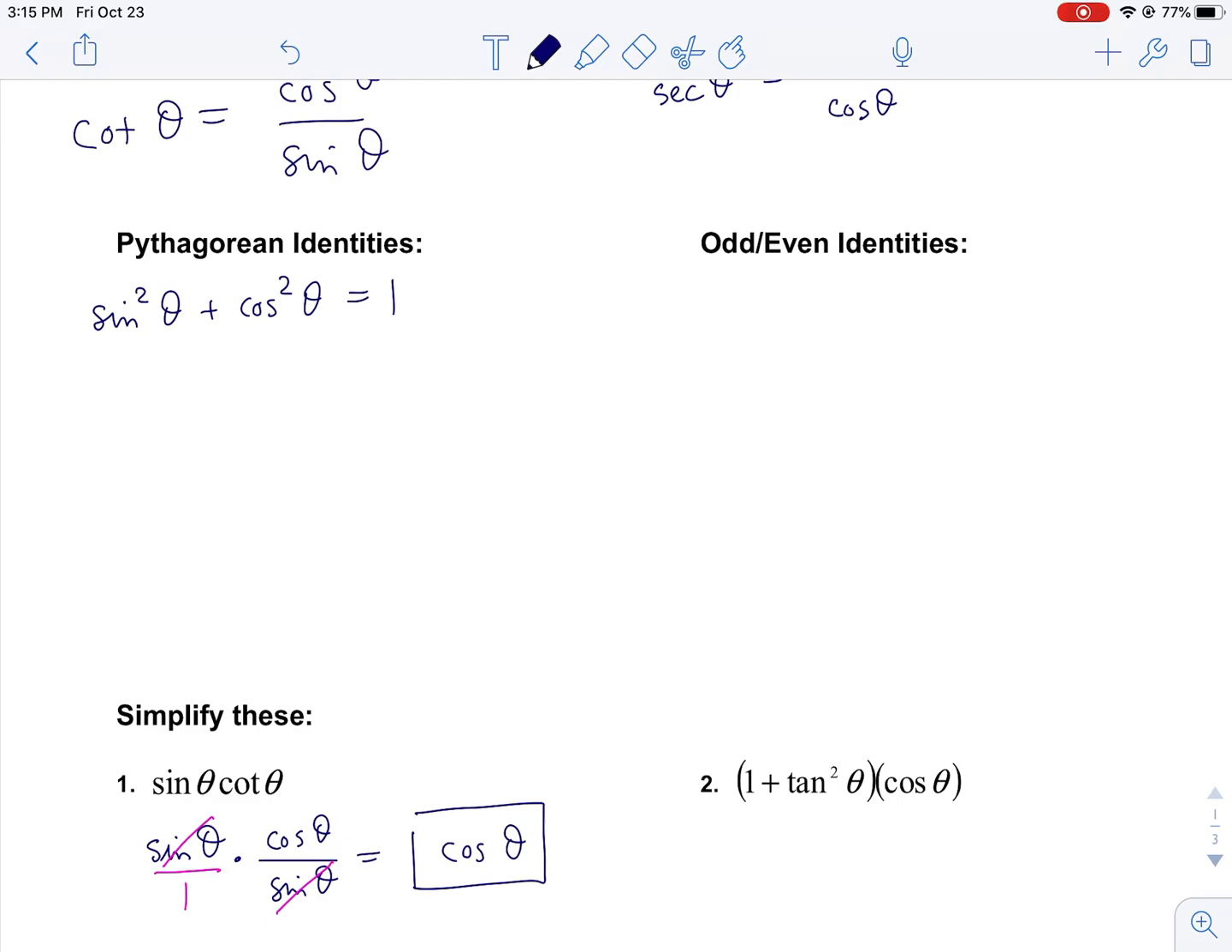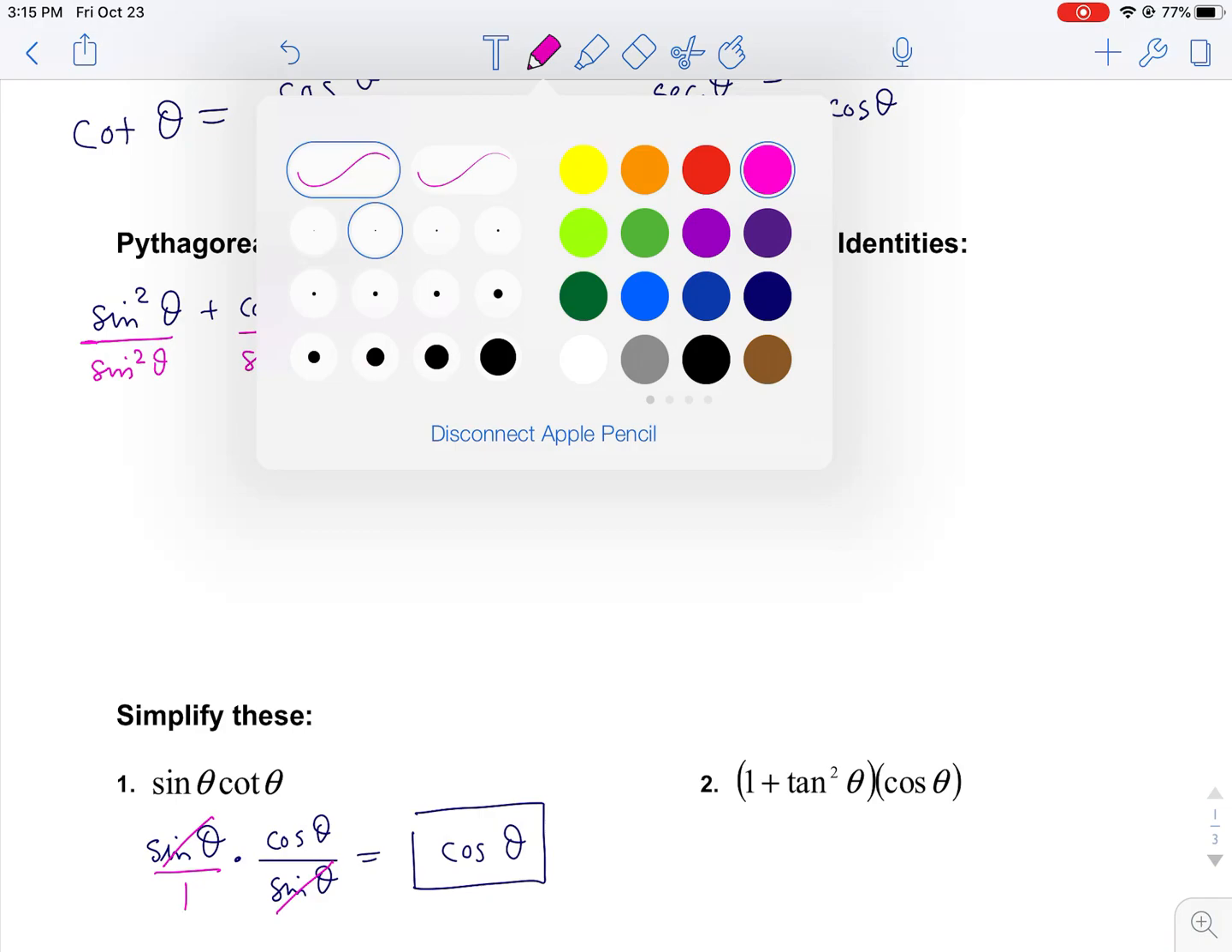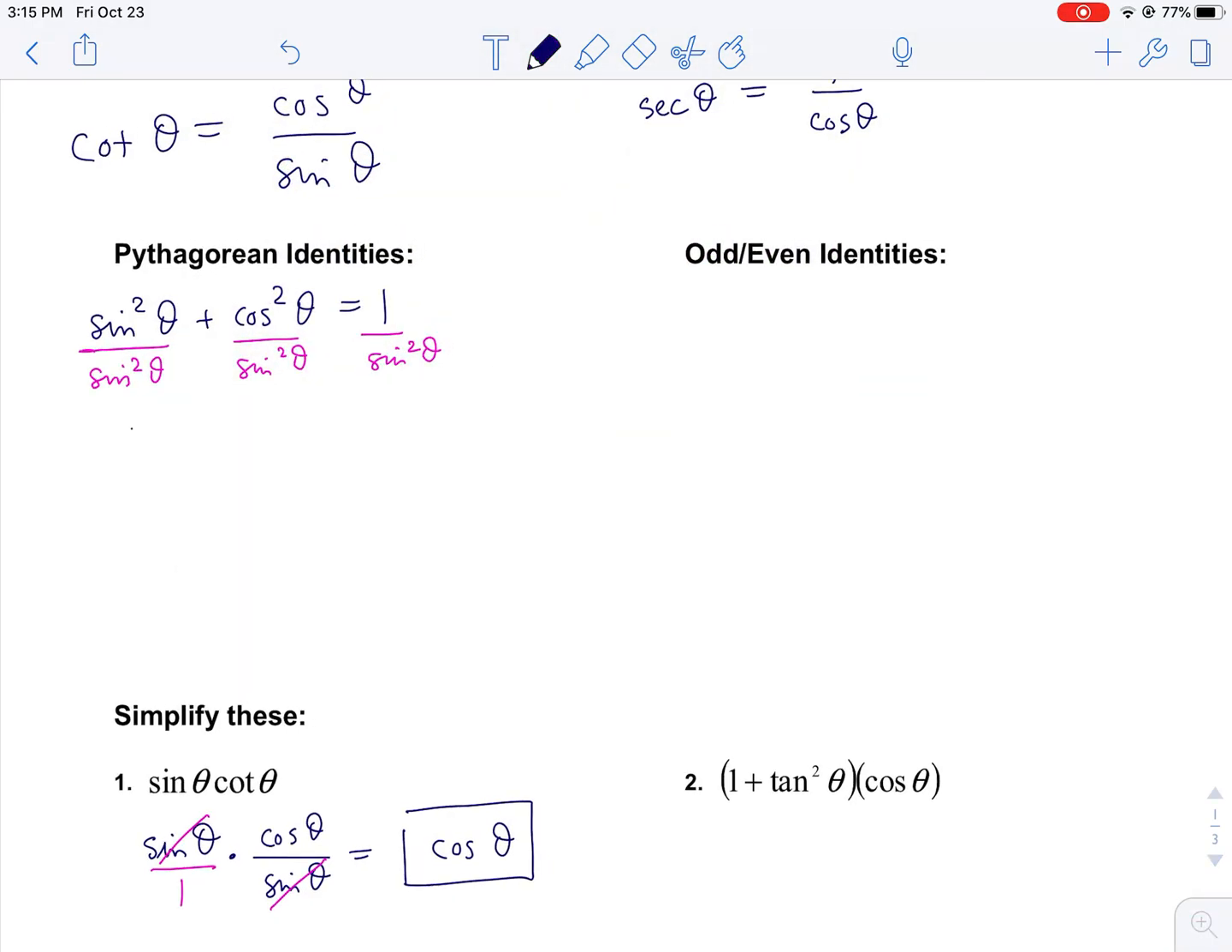Okay, so let me show you how this works. With sine squared plus cosine squared equals 1, you can actually divide all of these by sine squared. Again, if you do it to both sides of the equation, you're not doing anything illegal. Now sine squared divided by sine squared is 1. Cosine divided by sine is cotangent. And 1 divided by sine is cosecant. So that gives me the identity 1 plus cotangent squared is cosecant squared. There, and I just proved it.